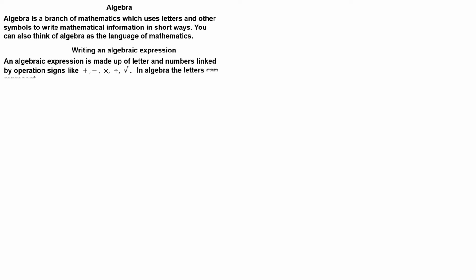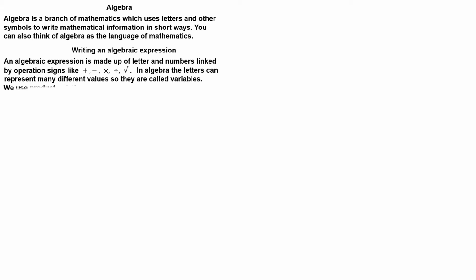An algebraic expression is made up of letters and numbers, linked by operation signs like plus, minus, times, divided by, 2, square root. In algebra, the letters can represent many different values, so they are called variables.